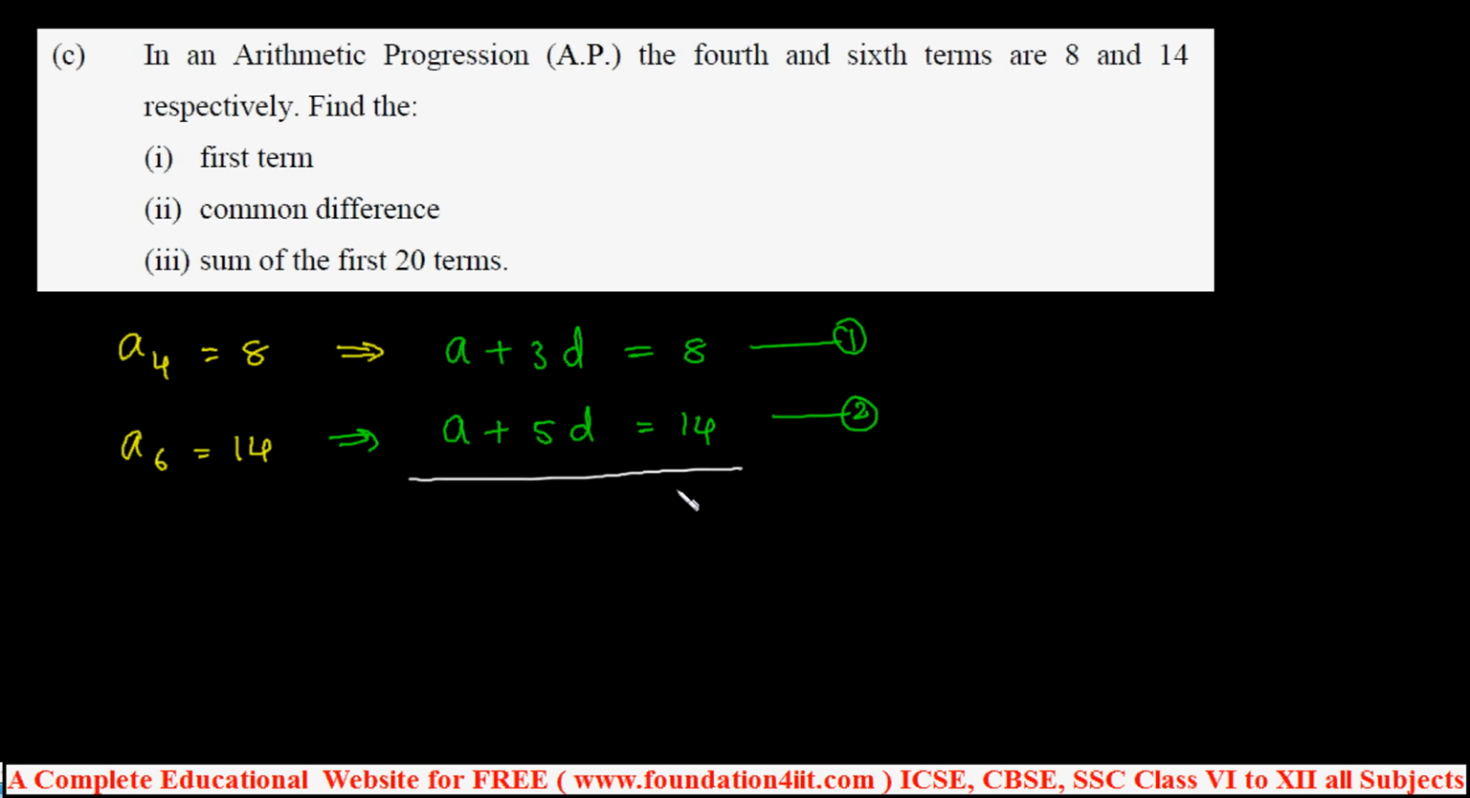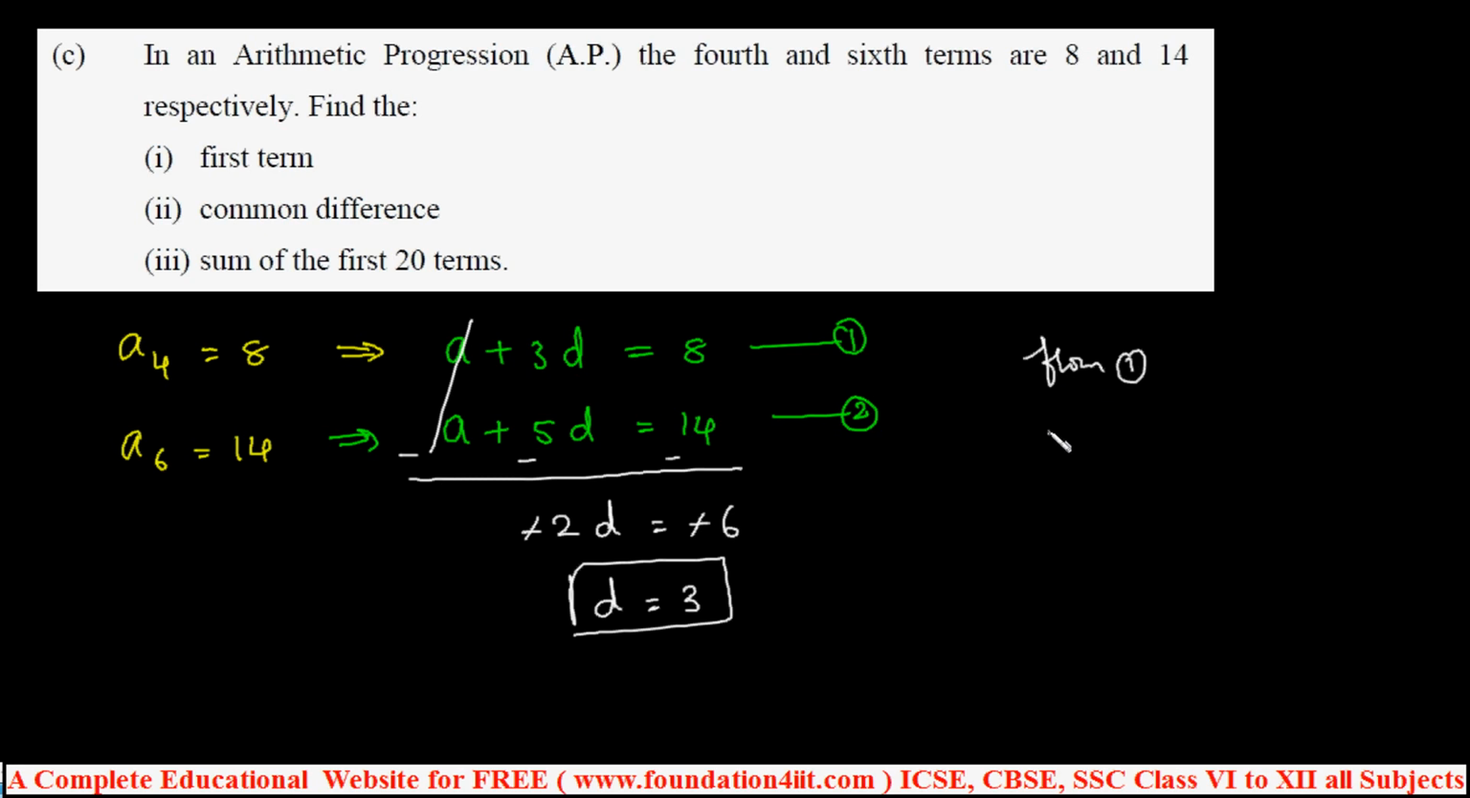And equations 1 and 2, if you subtract, change the signs. Plus A minus A gets cancelled, 3 minus 5, minus 2D is equal to 8 minus 14, minus 6. Then D is equal to 3, because minus minus cancel, 2 1s are 2, 3 2s are 6. Common difference is 3. Now the D value, substitute in any one of the equations. So from equation 1, A plus 3D, D is equal to 3, that is equal to 8. A plus 9 is equal to 8, then A is equal to minus 1.